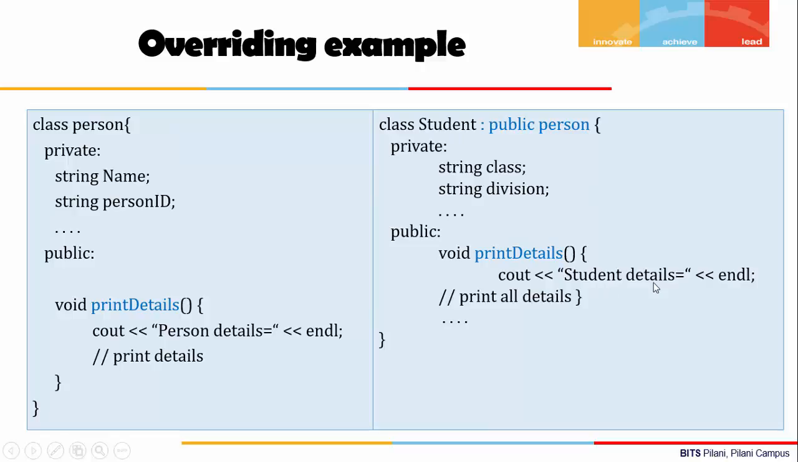Even though the base class consists of a different implementation, it prints what is specific to the derived class when it is called in the derived class. This is called function overriding. The function printDetails is overridden here in the derived class. A base class object will call the base version of the function and a derived class object will call the derived version of the function. This is function overriding.